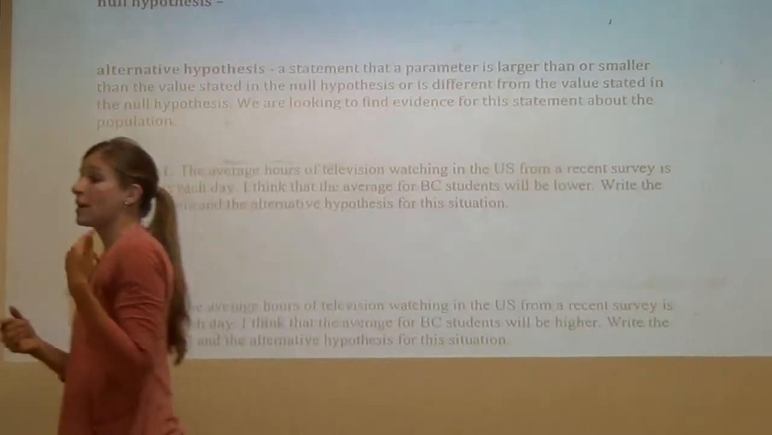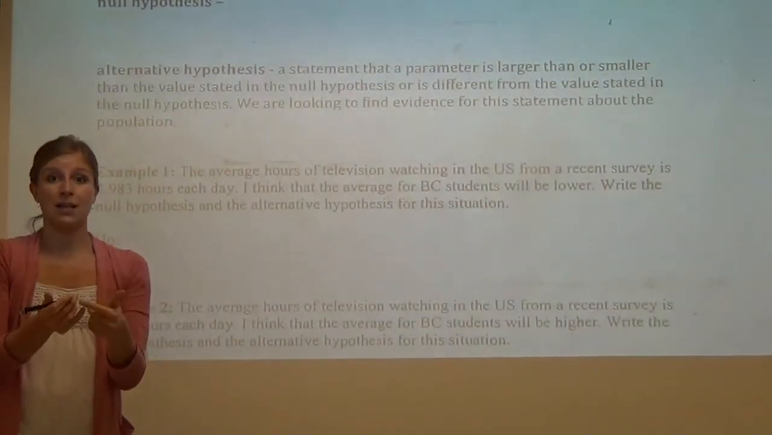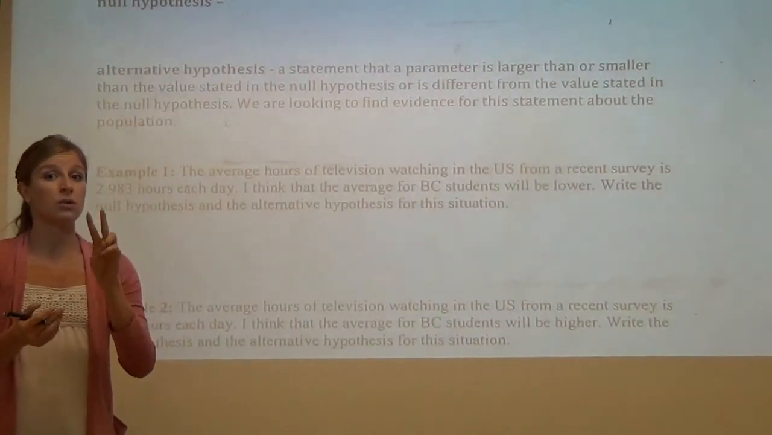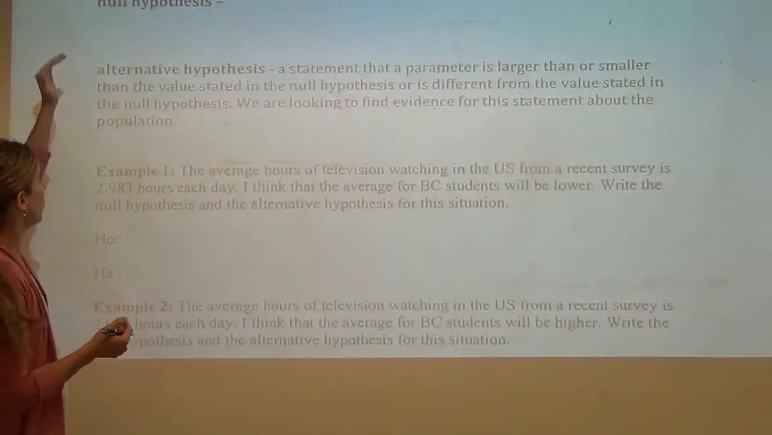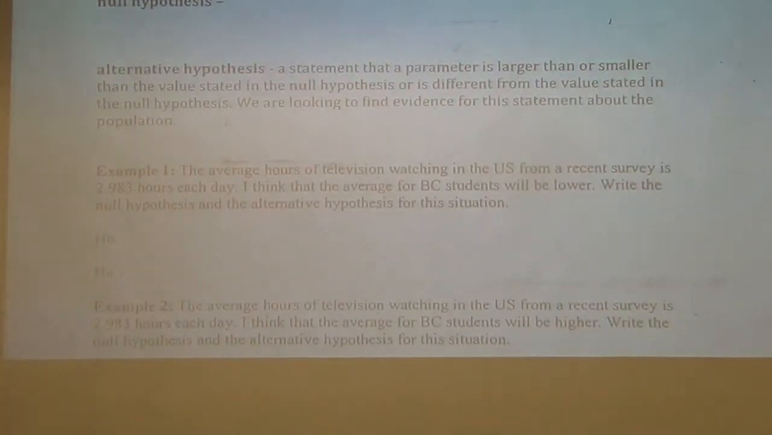Okay, so if you remember from the last video, I said that when we do significance tests, or really when we're doing a statistical experiment, we need to make two different hypotheses. We call them the null and alternative hypotheses. So first, our null hypothesis is really the statement about the population that we will be testing.